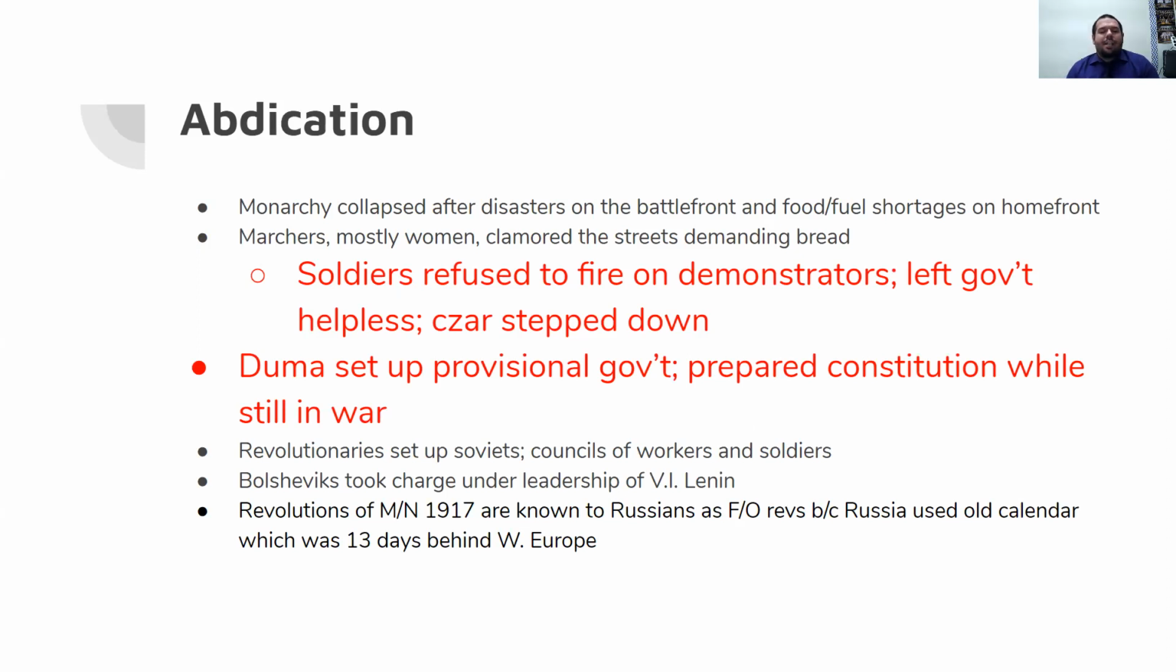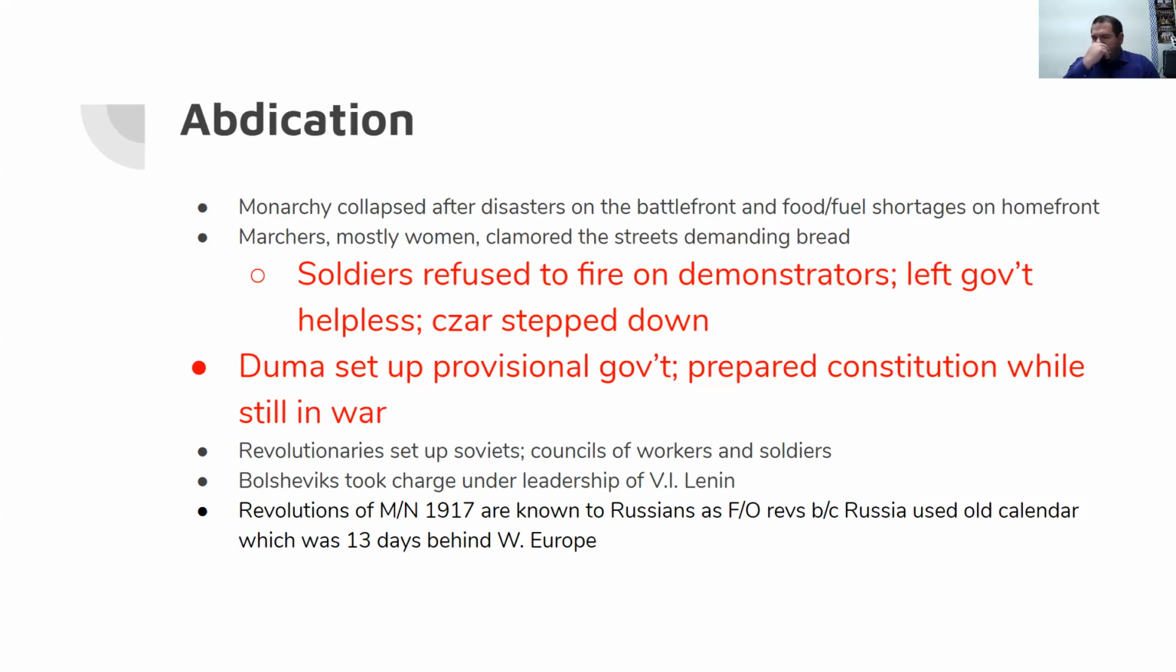The Duma is going to set up a provisional government, and they prepared a constitution while still in the war. They're still in the war, people. Revolutionaries are going to set up Soviets, which are councils of workers and soldiers. The Bolsheviks are going to take charge under the leadership of Vladimir Ilyich Ulyanov, aka Lenin.